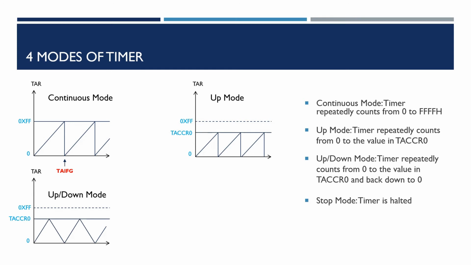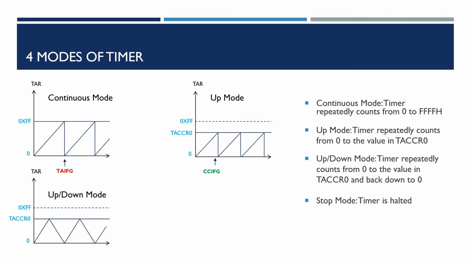Then in case of up mode, we know that there are two interrupts that occur. The first is CCIFG, which is when your value goes from TACCR0 minus 1 to TACCR0. Between that transition, your CCIFG flag gets set.